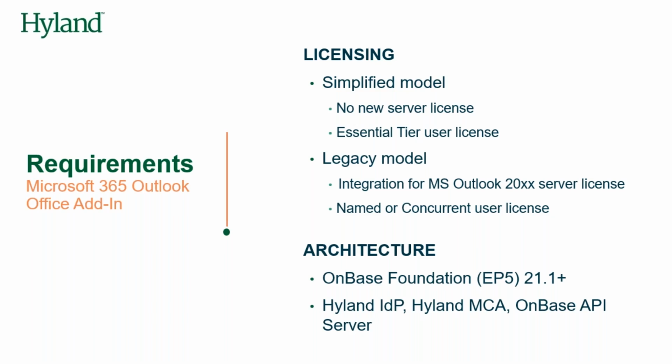In terms of architecture, EP5 or greater. However, you will need the Hyland IDP and the API server, as well as a new component, Hyland MCA, which stands for Metadata Content Extraction. It's a new architectural enabler service. This is the first integration that uses it. Those pieces do not require any additional licensing, but of course, there is a little bit of upskilling required if you haven't worked with the IDP before or the Onbase API server to learn and install those new technologies.